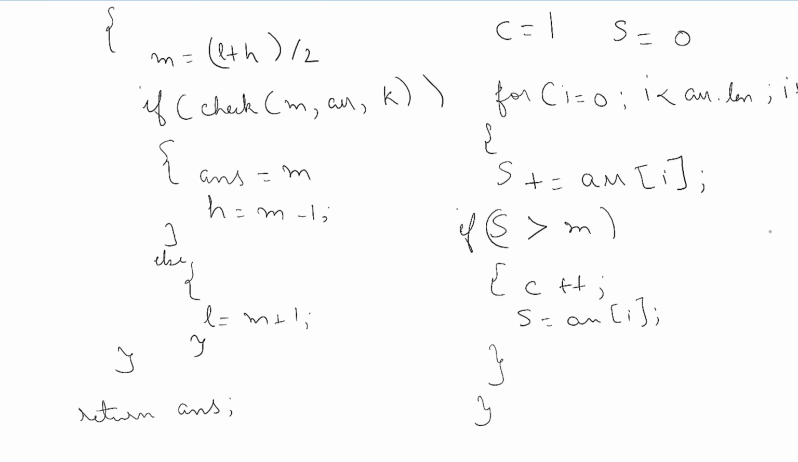Now after this for loop completes, we need to return. This is a boolean function, so return c less than or equal to k. Now if the number of workers required to do the task in M time is less than or equal to k, then obviously we can complete the work. Then it is obviously true. If the number of workers required is greater than k, then we cannot do the entire task in M time with just k workers.